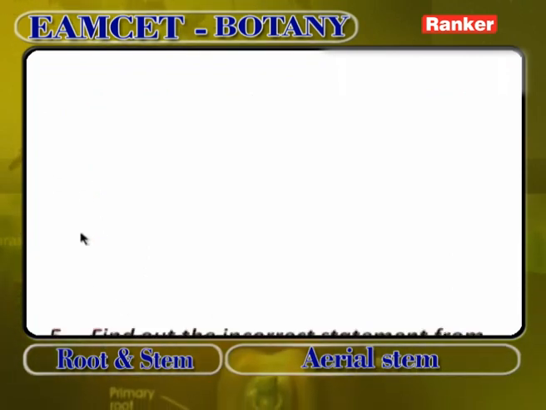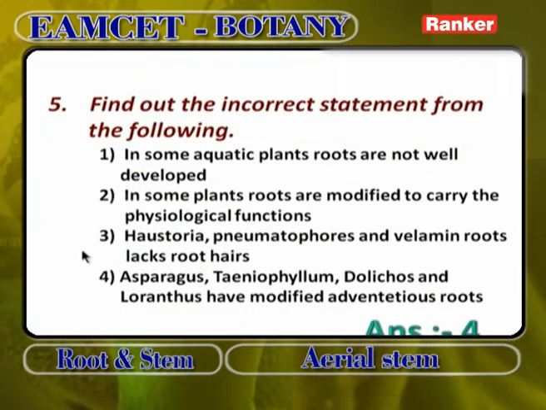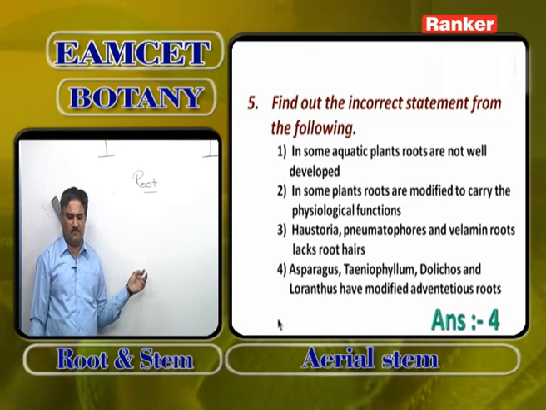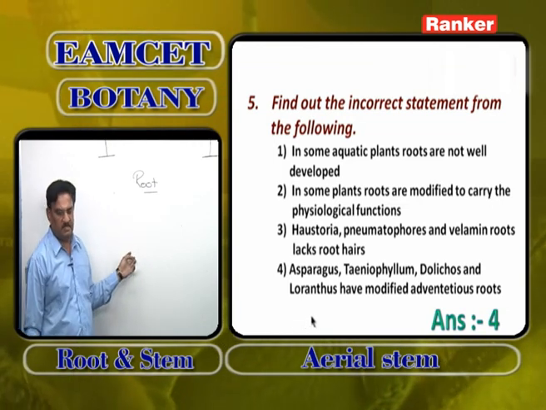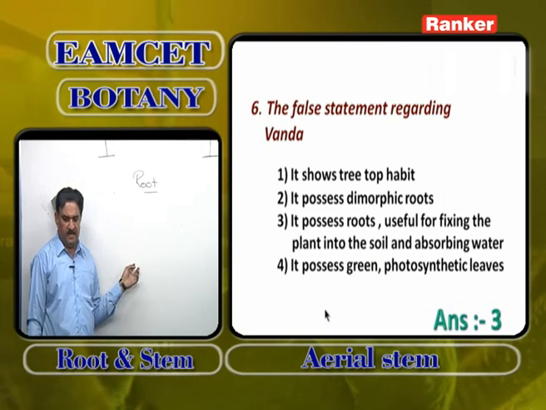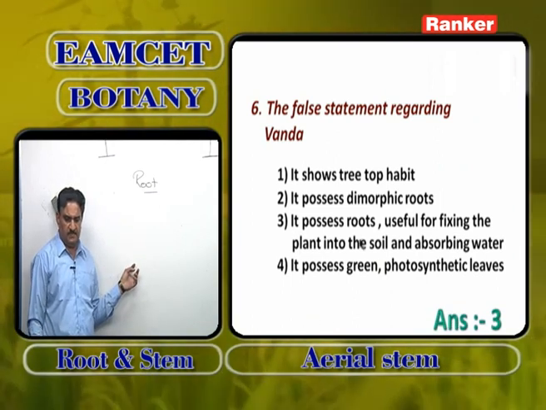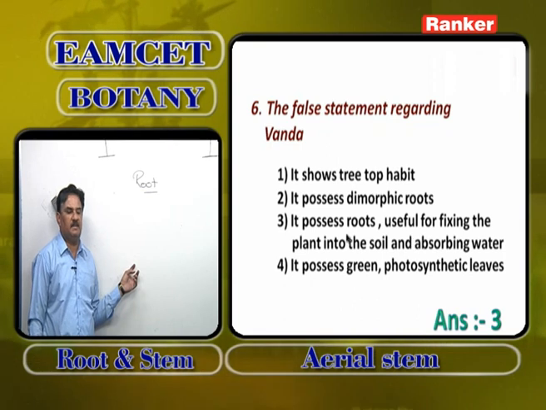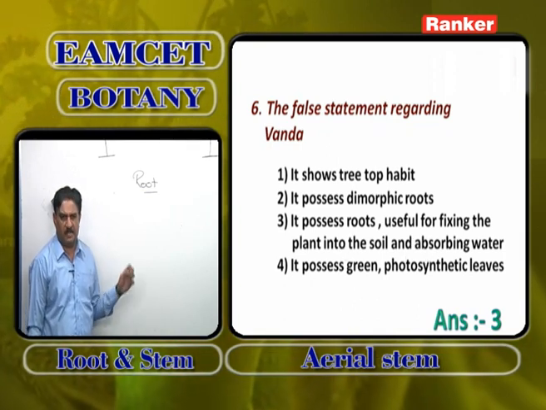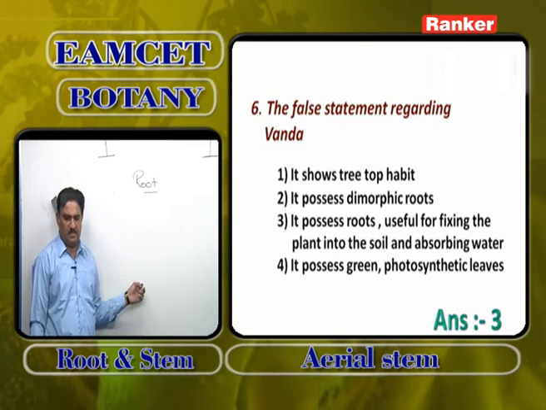Next, find out the incorrect statement from the following. Asparagus, Taeniophyllum, Dolichos and Loranthus have modified adventitious roots. It is a wrong statement. Next, the false statement regarding Vanda. Third one, it possesses roots useful for fixing the plant into the soil and absorbing water. Vanda is an epiphyte which does not show any kind of roots attached to the soil.